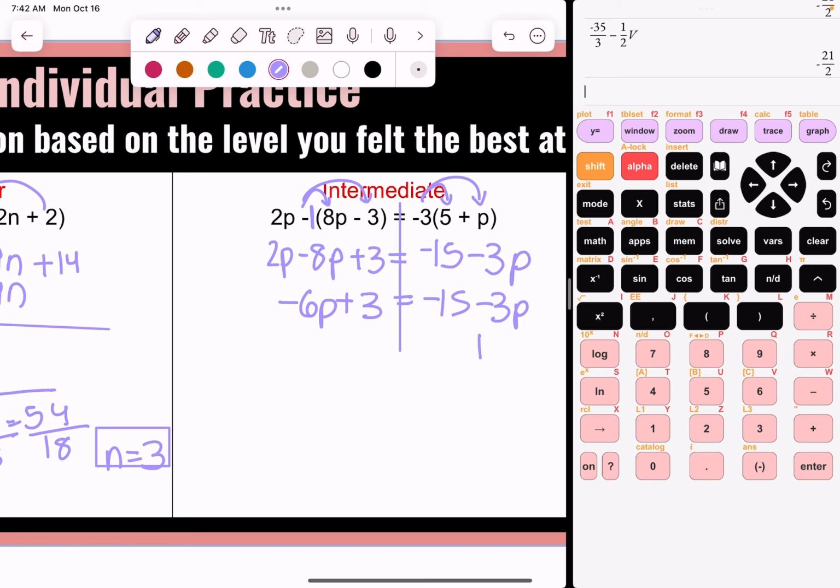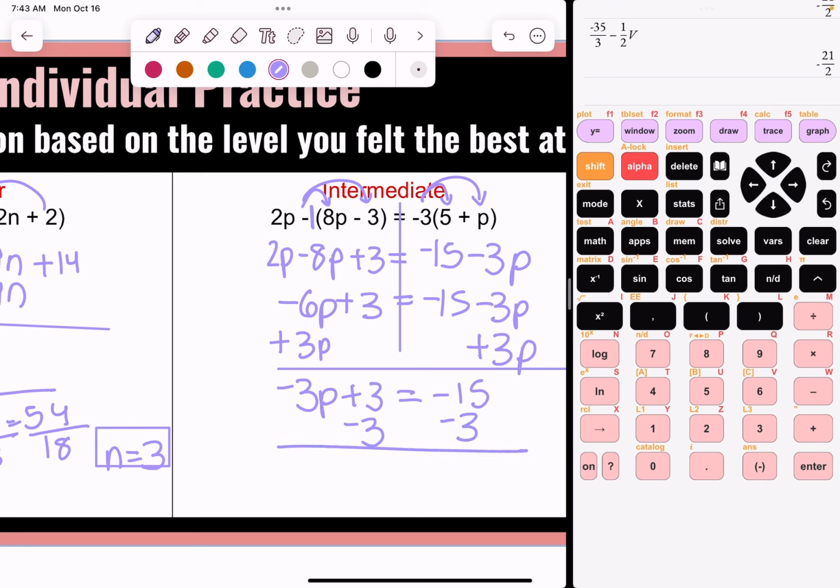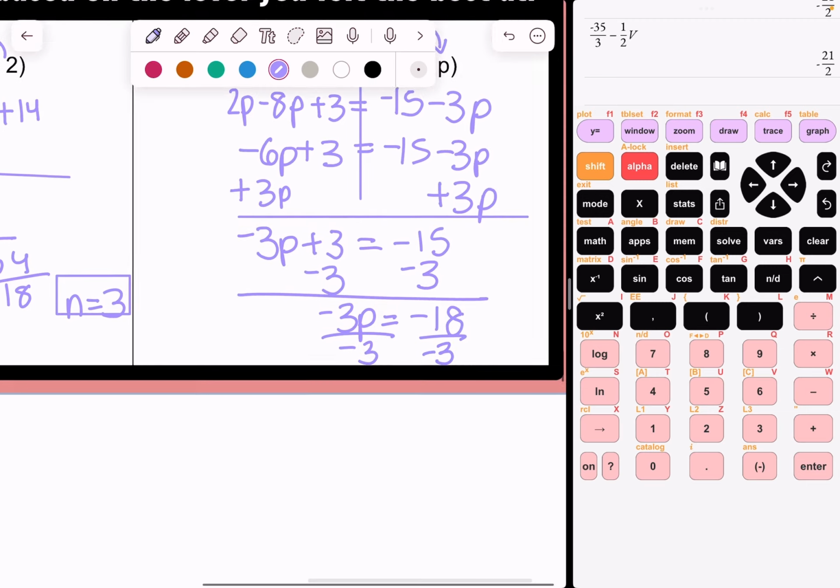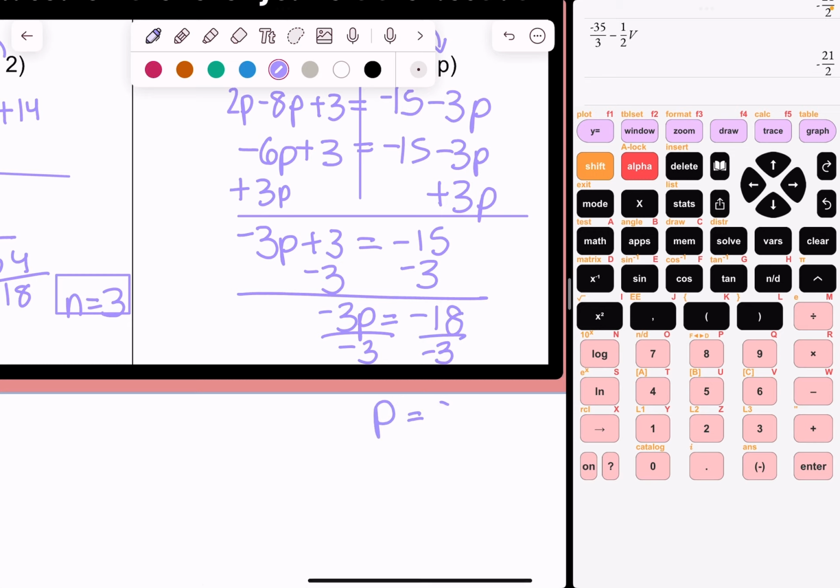Now to get rid of the minus 3p, we're going to add 3p to both sides. And then we get negative 3p plus 3 equals negative 15. Now to get rid of that positive 3, we're going to subtract 3 on both sides. So we get negative 3p equals negative 18. Divide by negative 3. We get p equals 6.